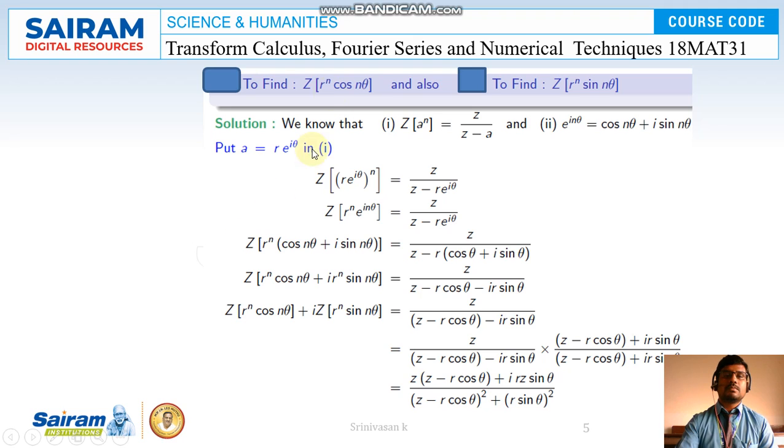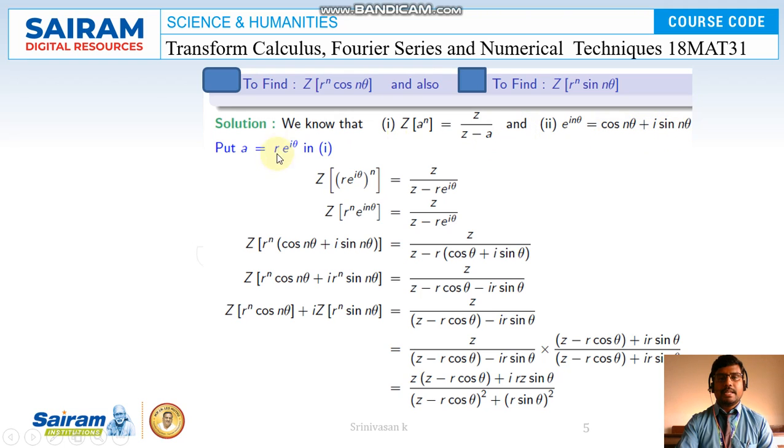In the next problem, Z of r^n cos n theta. Sometimes they will ask what is a^n cos n theta. Another one is Z of r^n sin n theta. So before going to solve the problem, we can collect some standard formulas. That is Z of a^n equals z divided by z minus a, and e^(i n theta). What is e^(i n theta)? That is cos n theta plus i sin n theta.